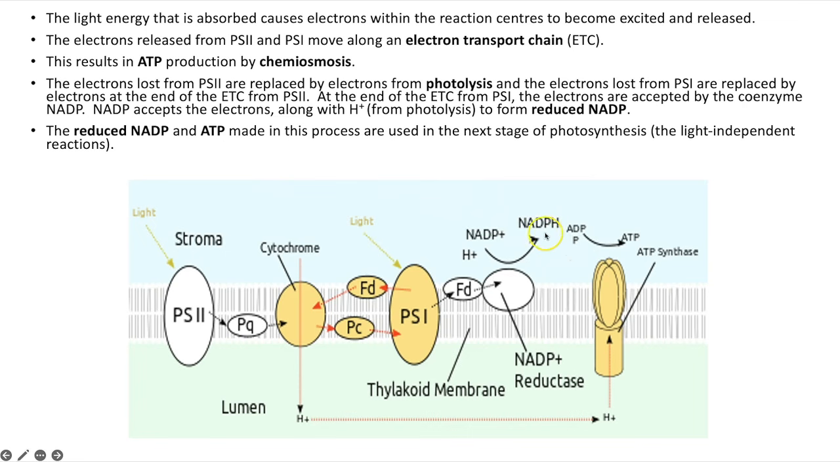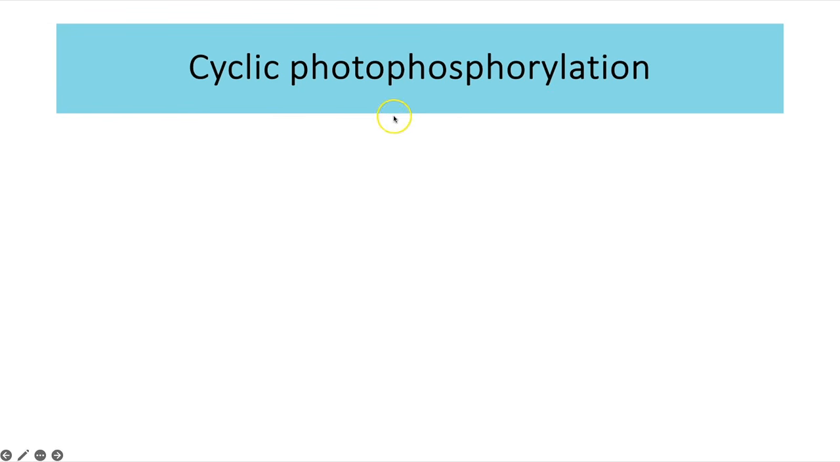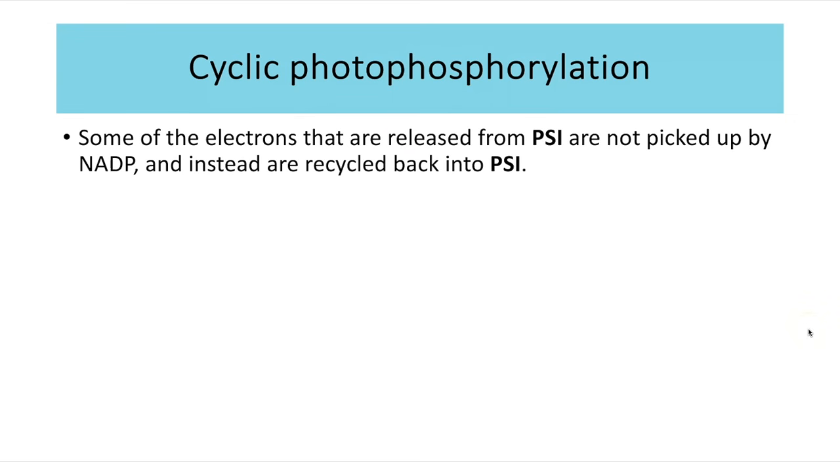So the reduced NADP and the ATP that are made are used in the next stages of photosynthesis, which is the light-independent reactions. But there's still more to say on the light-dependent reactions first. Cyclic photophosphorylation is the next step, and this is happening simultaneously because as that light energy is absorbed by photosystem 1, we said that the electrons are excited, raise an energy level, and they're released, and they pass along the electron transport chain, and some of them are picked up by NADP to become reduced NADP.